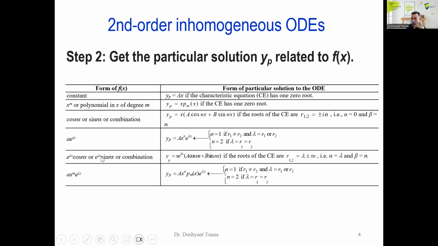I'm not talking about all of them now, but the left-hand side is important to identify. So this is like a polynomial, right? The polynomial could have the highest power m, or a combination: x to the power m minus 2, x squared, x, and everything. Cos or sine or a combination. Exponential with constant a. Exponential with cos or sine or a combination. And exponential with x power and some constant. The constant could be 1 as well. And then how you treat them, the corresponding yp.